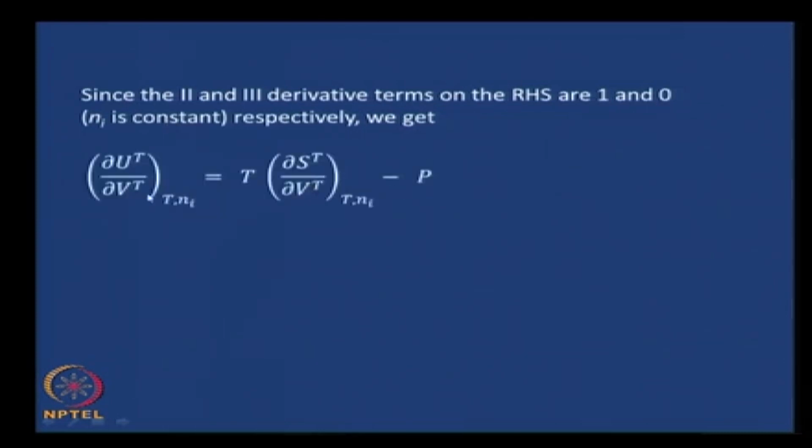Therefore, what remains of that equation is ∂Ut/∂Vt at constant T, Ni, this was the initial left hand side. The first term remains: equals T ∂St/∂Vt at constant T, Ni, and since this has gone to 1, whatever accompanied P here, we just have P remaining, minus P. So, ∂Ut/∂Vt at constant T, Ni equals T ∂St/∂Vt at constant T, Ni minus P.